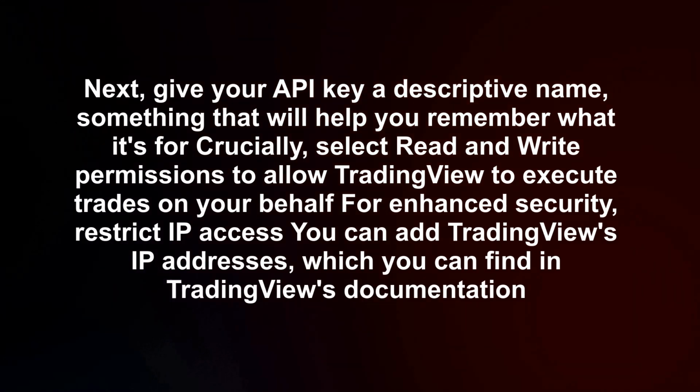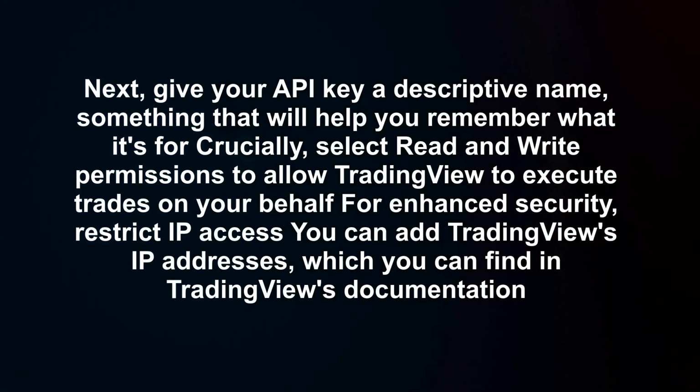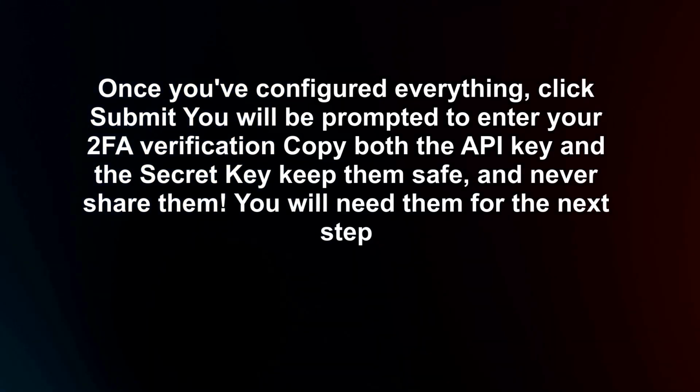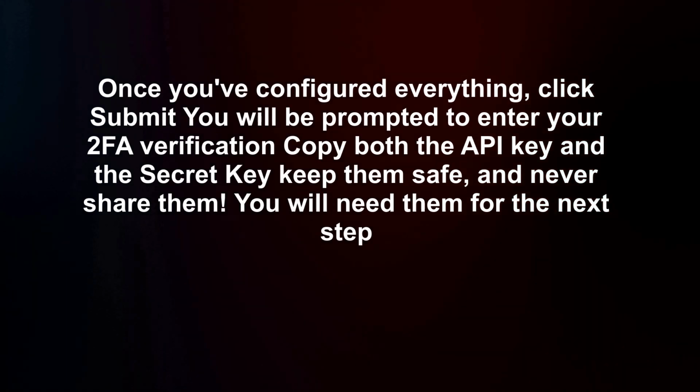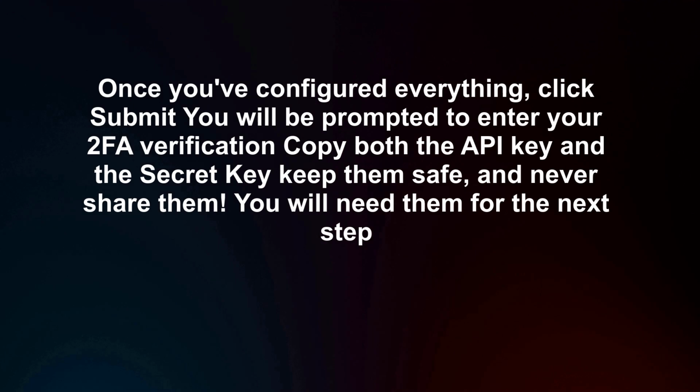Restrict IP access. You can add Tradingview's IP addresses, which you can find in Tradingview's documentation. Once you've configured everything, click Submit. You will be prompted to enter your 2FA verification. Copy both the API key and the secret key. Keep them safe and never share them. You will need them for the next step.